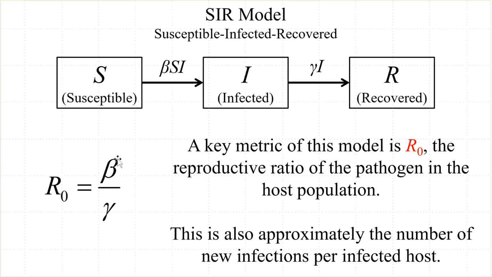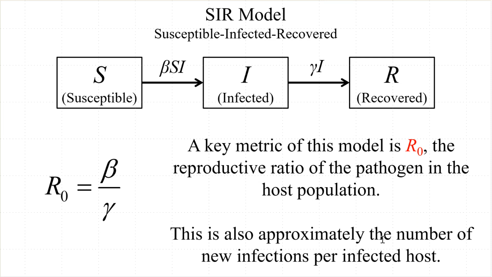R naught is the ratio of the transmission rate between individuals and the recovery rate of individuals transitioning from infected to recovered, acquiring immunity in the population. This is the key metric of this model. It's called the reproductive ratio of the pathogen in the host population. So it's basically a measure of how fast the pathogen is reproducing to create new infected hosts.